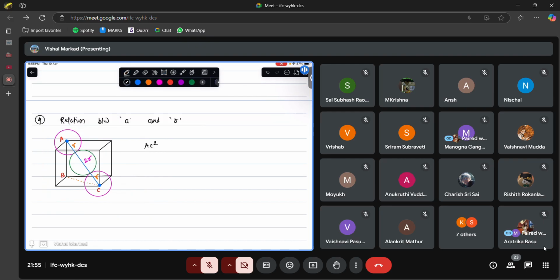Okay. Can you tell me what is that value then? Can I write down AC square will be equal to AB square plus BC square? Can I use this thing, Pythagoras?